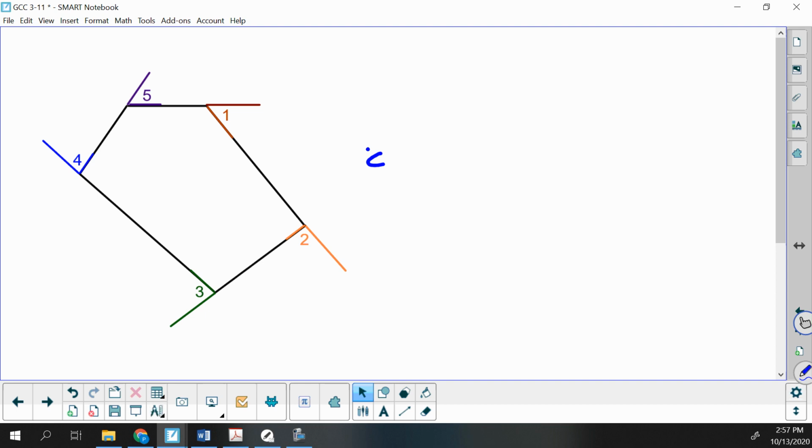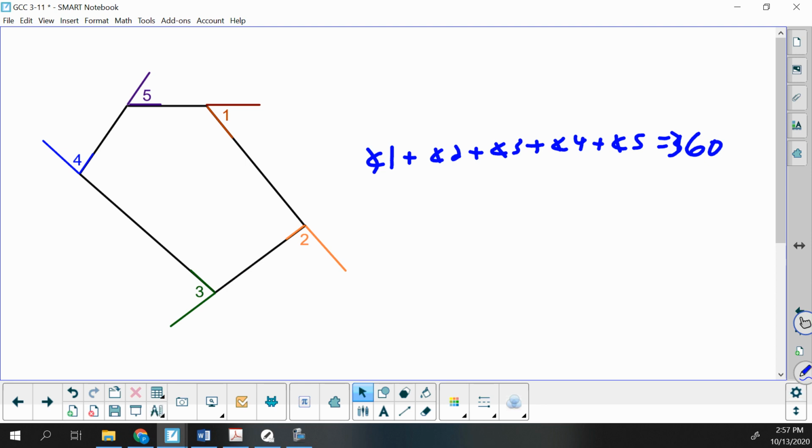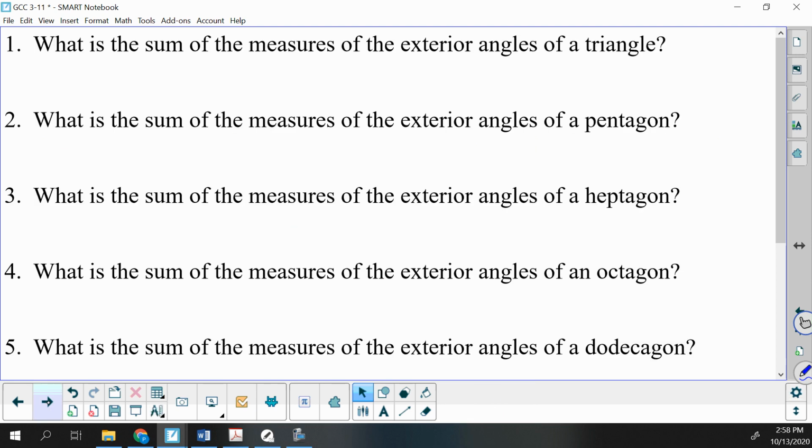So something we know here is angle 1 plus angle 2 plus angle 3 plus angle 4 plus angle 5 would be equal to 360 because they are the sum of the exterior angles. The exterior angles are always going to add to 360 in any size polygon. So, to drive home that idea, the exterior angles of a triangle will add to 360 degrees.